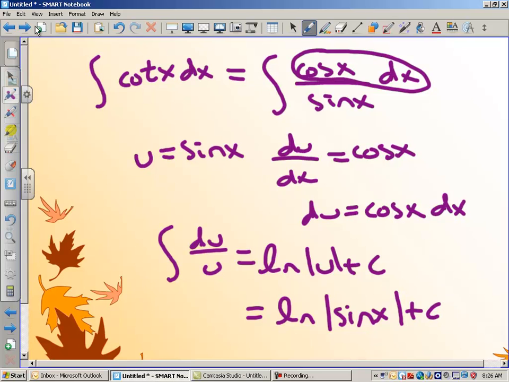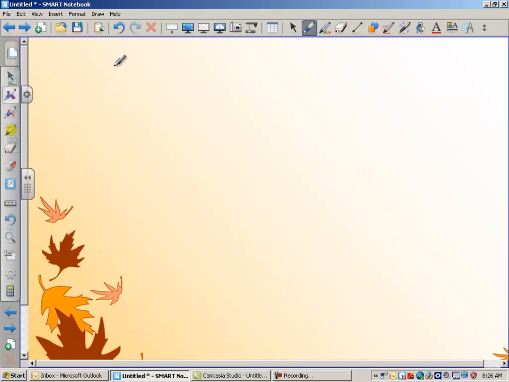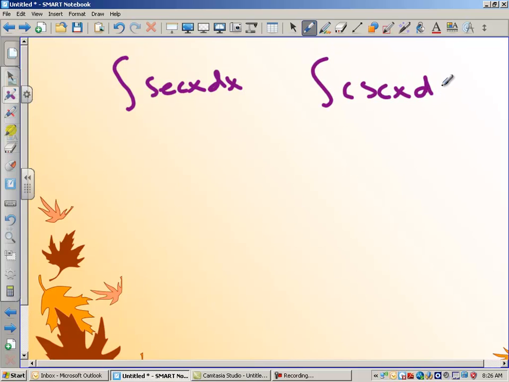All right, now it's going to be up to you in class, in your book. I want you to look up the integral of secant x dx, and I also want you to look up the integral of cosecant x dx. This is your business. You do this in class in the book. I'm not going to prove it to you because I have to do some other examples.